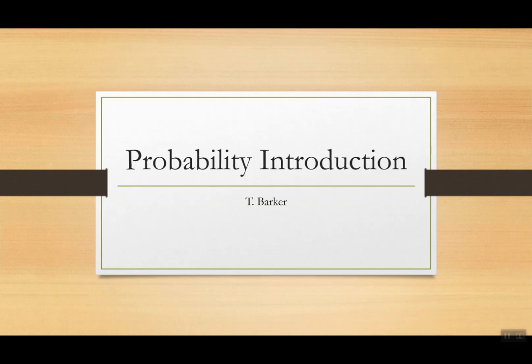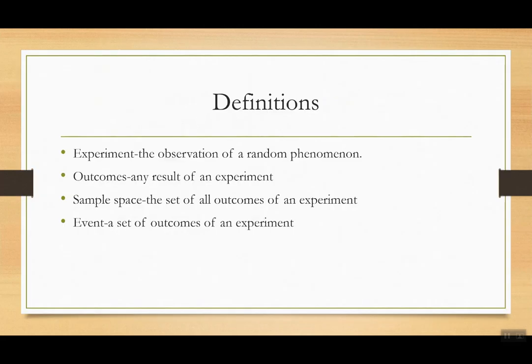Today we start our probability introduction. Let's review some definitions we've already discussed. First, we had an experiment, which was an observation of a random phenomenon. An outcome was then any result of the experiment. The set of all the outcomes put together became our sample space, and an event was any set of outcomes from an experiment.